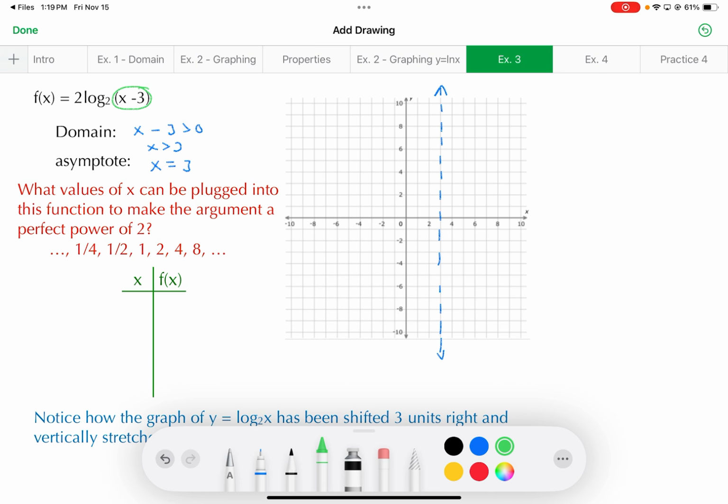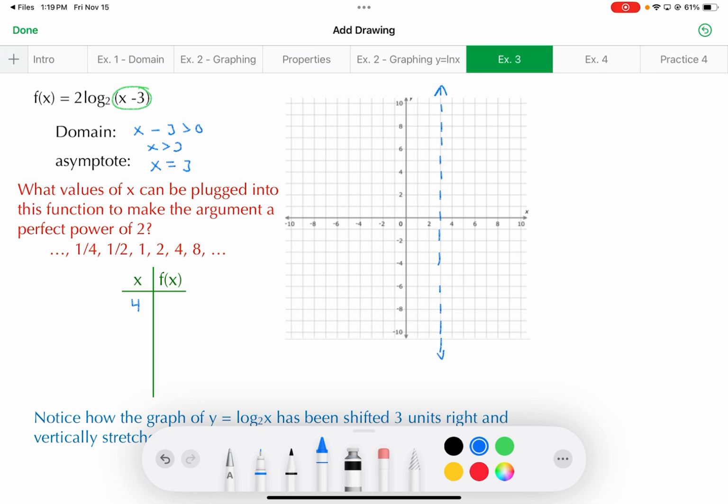So I have a bunch of them listed here: 1/4, 1/2, 1, 2, 4, 8. Those are all perfect powers of 2, right? Let's start with the 1. What value of x makes this argument turn into a 1? X would equal 4, right? So that's going to be a good choice for an x value.